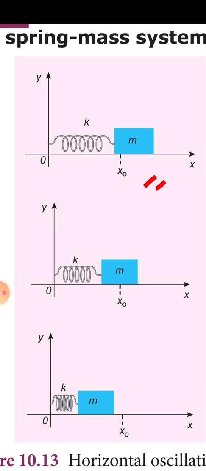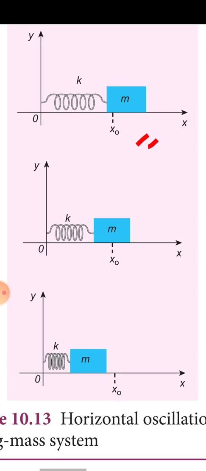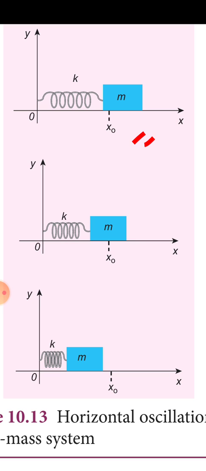Suppose the mass is displaced through a small distance towards the right from its equilibrium position. Let F be the restoring force due to the stretching of the spring, which is proportional to the amount of displacement of the block.